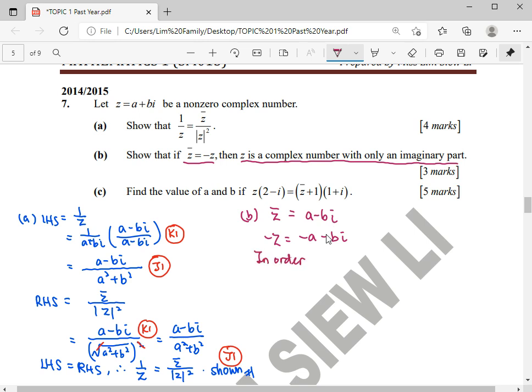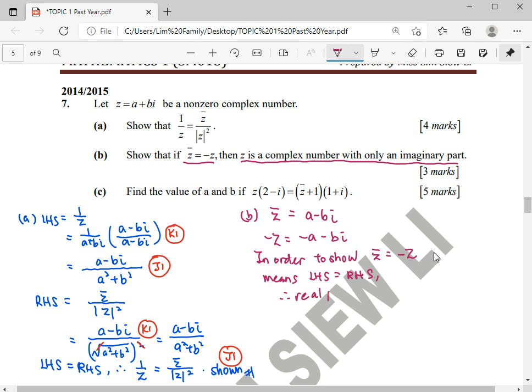in order to show that this conjugate equals to negative complex number, you can see now this is definitely not equal. Conjugate z is a minus bi, negative z is negative a minus bi. In order to make them equal means that your z here does not have any real part, because if the z complex number has a real part, it cannot be equal. So in order to show that conjugate of the complex number equals to negative, the left hand side must be equal to right hand side.